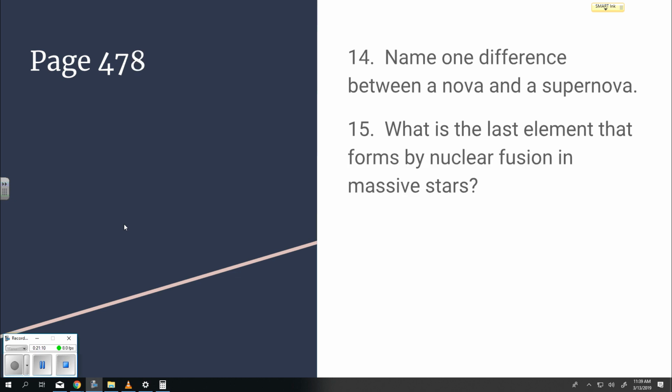Page 478. Name one difference between a nova and a supernova. What is the last element that forms by nuclear fusion in massive stars?